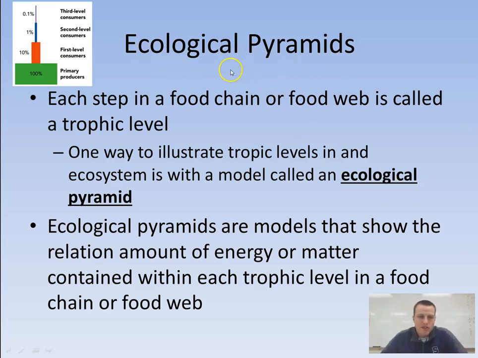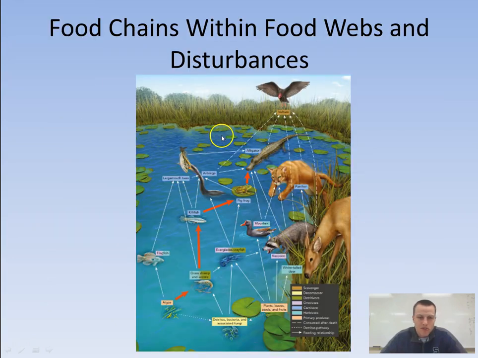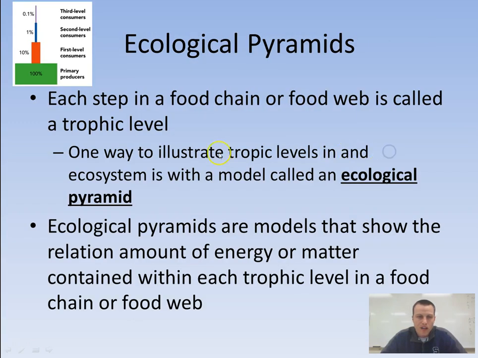One other thing I want to talk about is ecological pyramids. Each step of a food chain or food web is called a trophic level. So we have our primary producers, obviously, those produce that energy that we need. We have first level consumers, second level consumers, third level consumers, and then even a fourth level consumer if you want to go that far. Okay, so we can look at it that way.